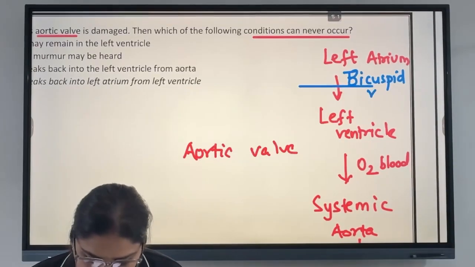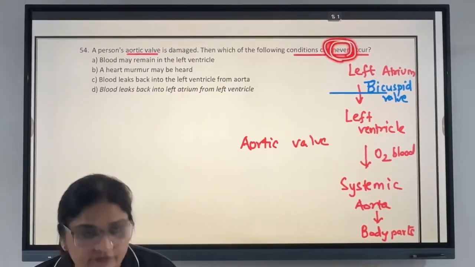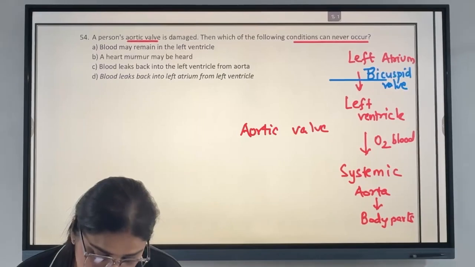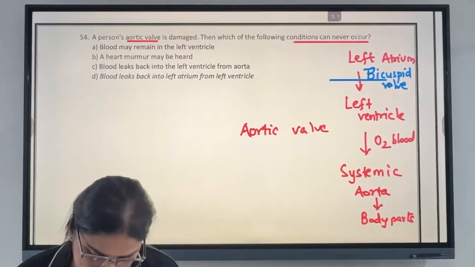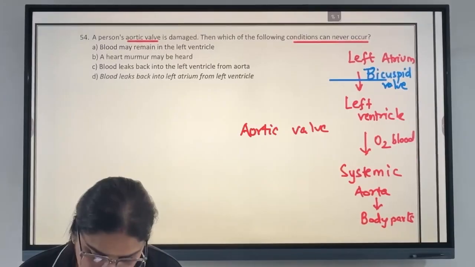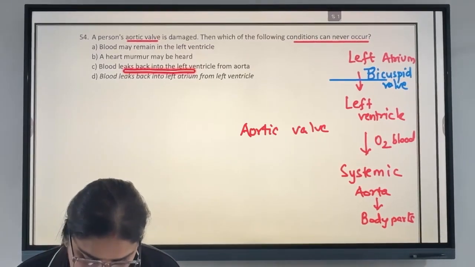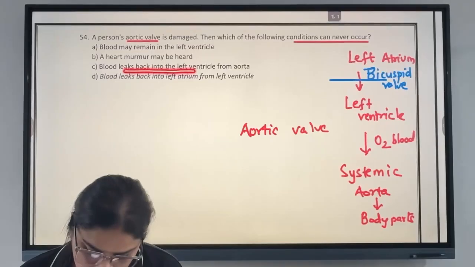Blood may remain in the left ventricle. No, that will not happen, because blood will flow. If the valve is damaged, there could be backflow. Okay. A heart murmur may be heard. That is a possibility. A heart murmur is heard only when there is a valve defect. Blood leaks back into the left ventricle from the aorta. This is very much possible. Blood leaks back into the left atrium from the left ventricle. That is also possible. So which will never occur?